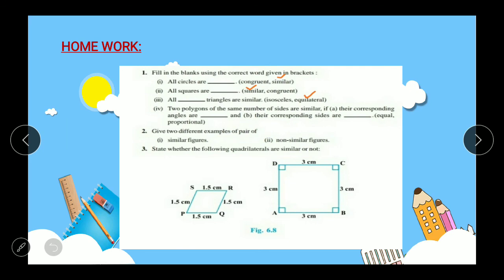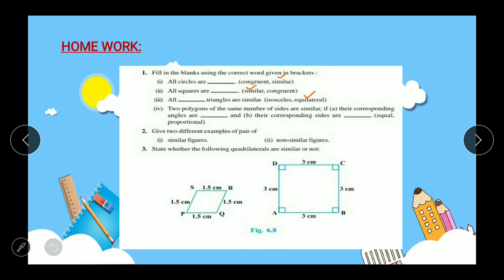Now students, we have some fill-ups. All the circles are dash, congruent or similar. They will be similar. Why? Because their radius may be different. The shape of all circles will be the same, but the radius is different, it means they are similar. All squares are also similar, because the shape of squares is also the same. All angles are of 90 degrees but the sides may change, so they are similar.